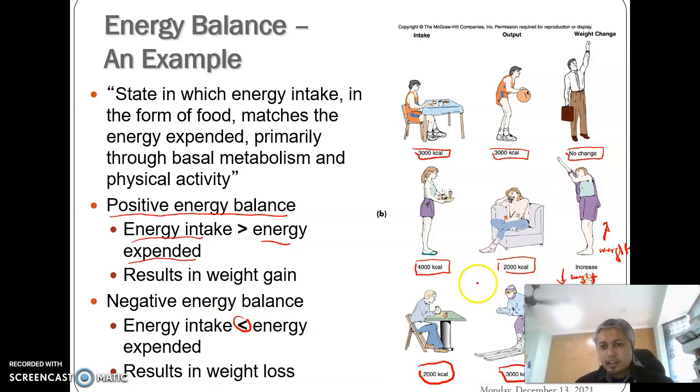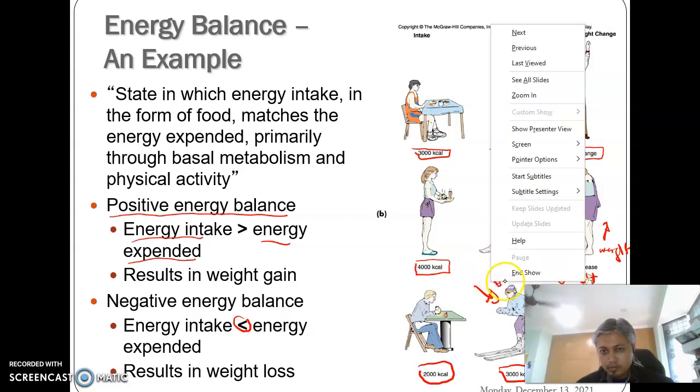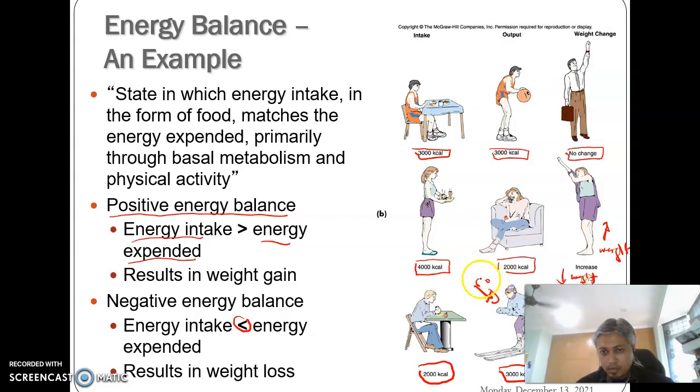Sorry, the energy that has been consumed is here, where the output is the consume, and this is the intake, the energy intake. So if the intake is lower than the consume one, it will result in a decrease in weight.